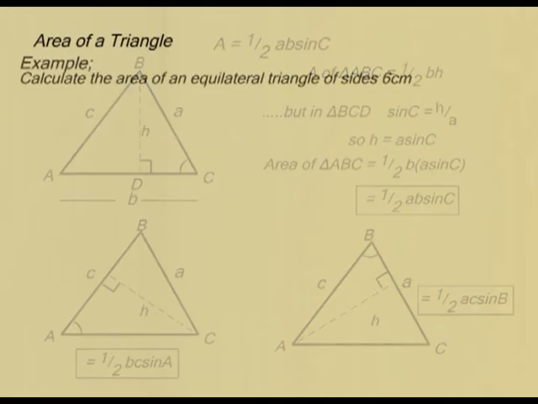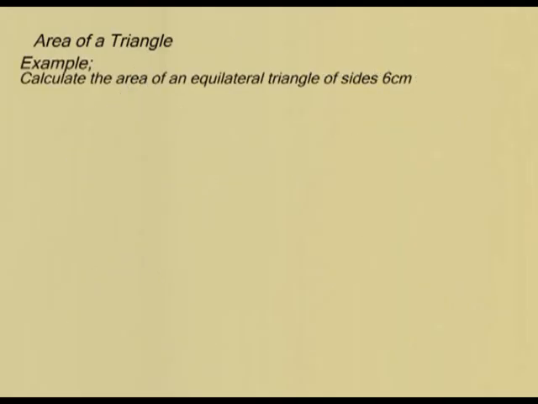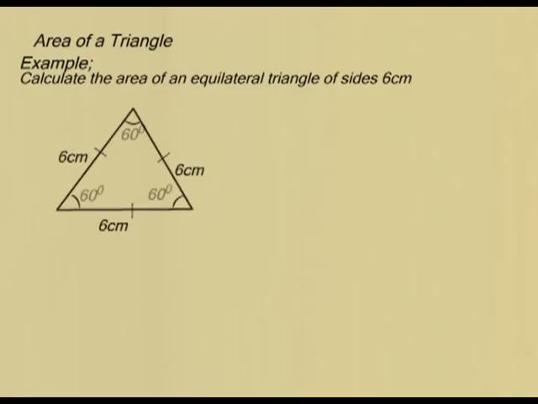For example, calculate the area of an equilateral triangle of side 6 centimeters. Now, this is the triangle. Because it is equilateral, all angles are equal and are 60 degrees. And so we have a half times 6 times 6 times sine 60. Notice 60 degrees is the angle enclosed by the two sides measuring 6 centimeters each. So we have a half times 6 times 6 times 0.866.